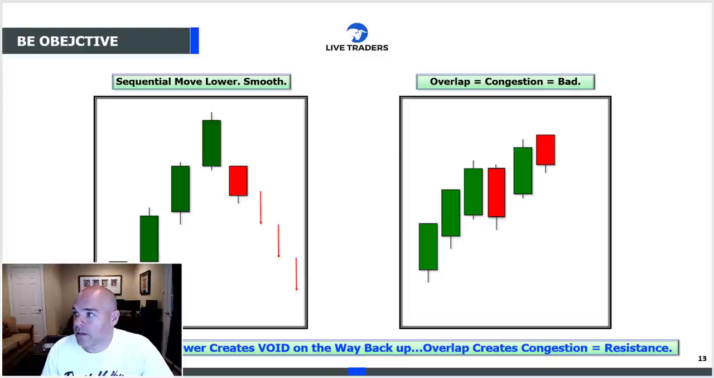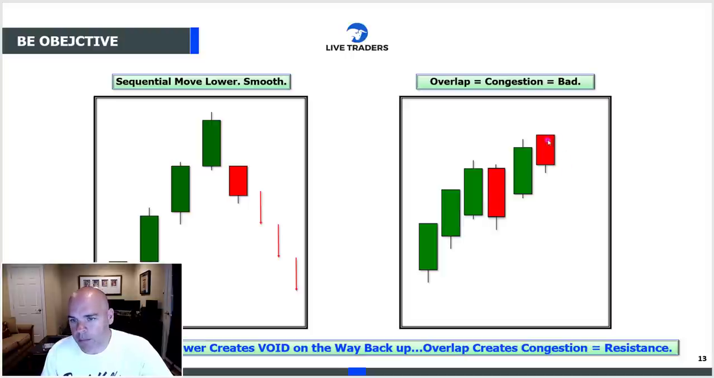So we'll look at a couple more. Like I said, we're going to combine things here. I told you that pre-lecture. Objectivity. Sequential move lower is what the definition of a buy setup told us. Lower high, lower high, lower high. Overlapping congestion is bad. Now, is this the world's worst congestion? No, it's not. But this red bar is something you must consider.